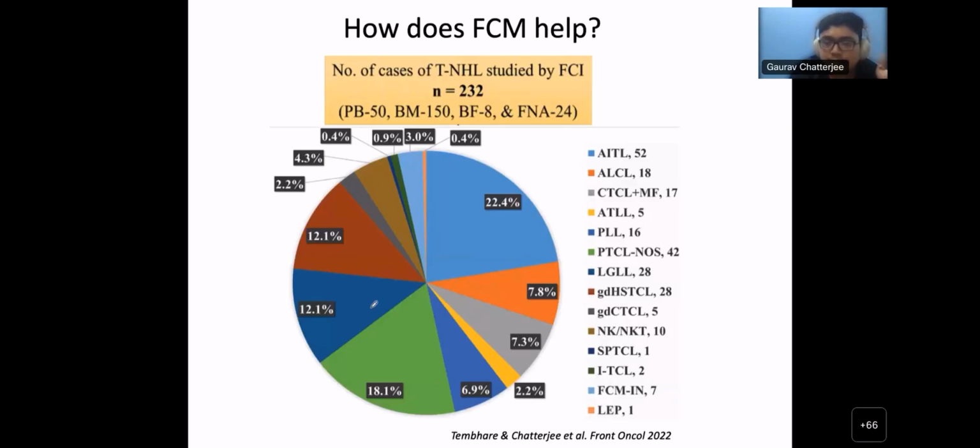This is a recent study we did on our group of T cell lymphomas where we did flow, and we could see that AITL is actually a very large proportion of T cell lymphomas that occur in our center. Almost 22% of T cell lymphomas were AITL. Remember, these are not really all T cell lymphomas. These are all the T cell lymphomas where flow was done. So this cohort may be slightly biased, but still 22% seems to be quite a high number.